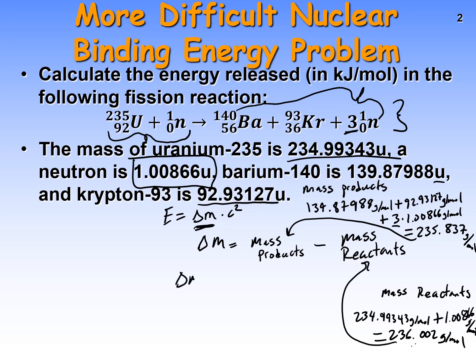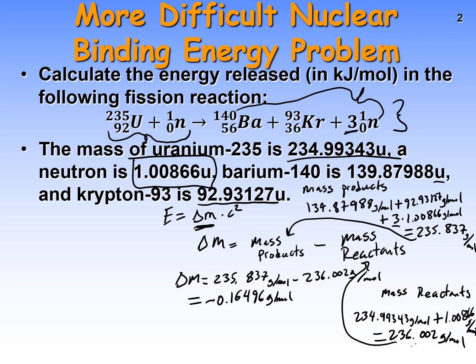So now we can plug these in. My delta M here is going to be equal to 235.837 grams per mole minus 236.002 grams per mole. And this will give me negative 0.16496 grams per mole. Now this negative sign is important. It gives us the direction the energy is leaving. In this case, this is an exothermic reaction, so we should expect a negative energy, right?